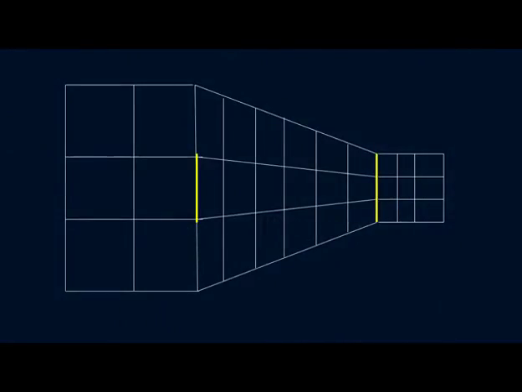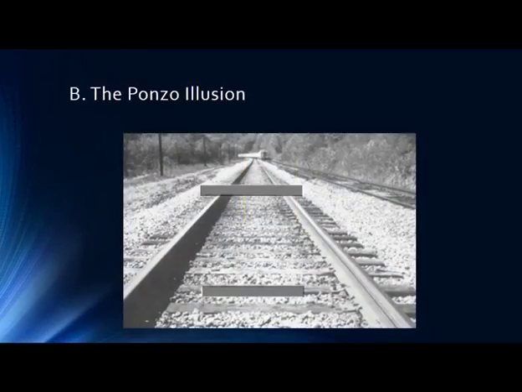The Ponzo illusion is another of these. This is actually one I showed you the first day of class, where this line looks to be shorter than that one. That's because this one's closer and that one's further away. But in actuality, they're the same length. Other versions of the Ponzo illusion, these are the same length.